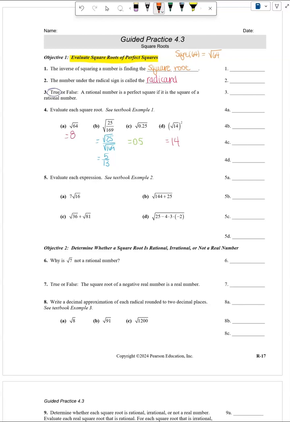Now we're going to evaluate each of these expressions. So if we have 7 times the square root of 16, well, that's 7 times 4, which is 28. B, if we have the square root of 144 plus 25, well, that equals the square root of 169. We've already found that. That equals 13. Now we have the square root of 36 plus the square root of 81. Well, that's going to equal 6 plus 9, which is going to give us 15.